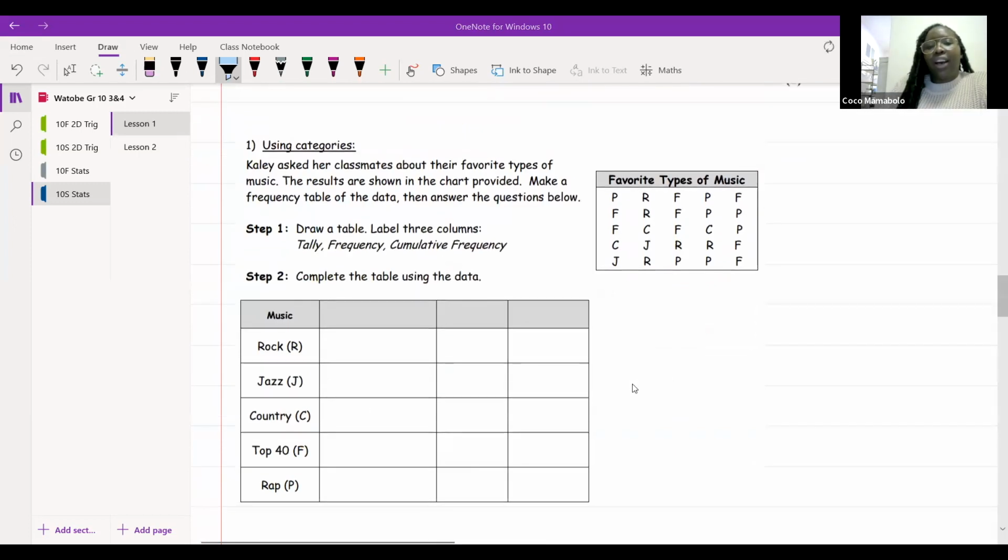All right, let's look at this next one. It says, Kaylee asked her classmates about their favorite types of music. The results are shown in the chart provided. Make a frequency table of the data, then answer the questions below. First question, quantitative or qualitative? Qualitative. Why is it qualitative? It's easy enough for us to say it's qualitative. Do we know why?